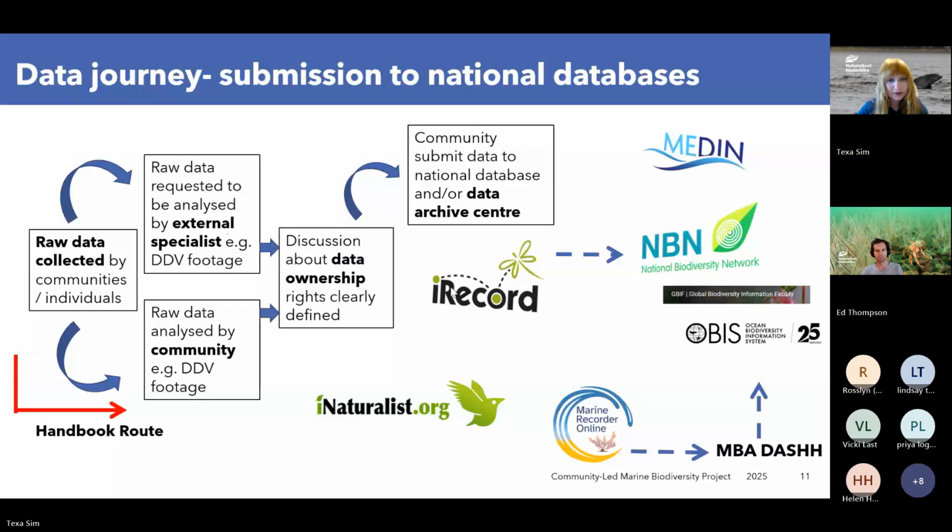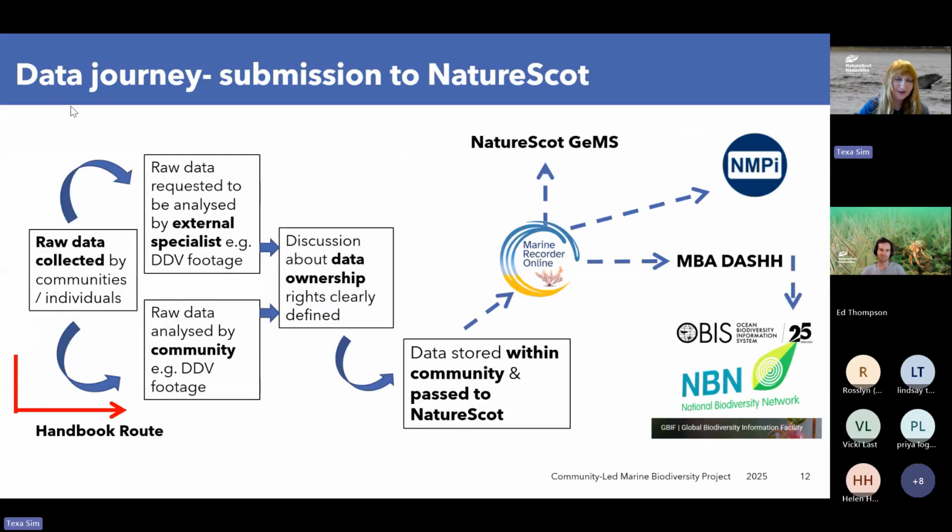However, if that makes your head hurt, because it makes my head hurt, there is an easier way, which is submitting your data to NatureScot first. So it lands directly on Ed's desk, and then once we have it, we can pass it on to other repositories.